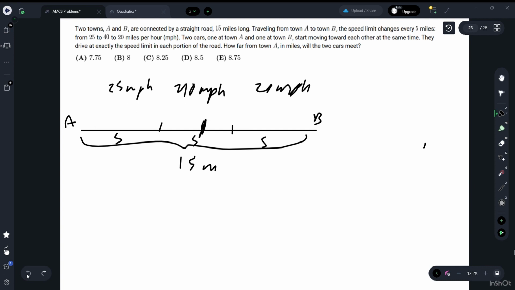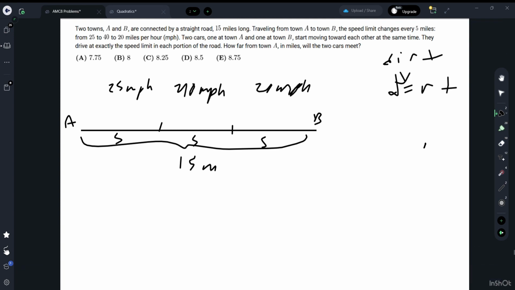Well, let's use our formula. Distance is equal to rate times time. One quick and easy way to remember this is DIRT, and we convert the I just to an equal sign, so distance is equal to the rate times the time. Well, let's look at the car that starts at town B. How long will it take for this car to go from here to the end of this speed limit range? How long will it take to travel 5 miles?